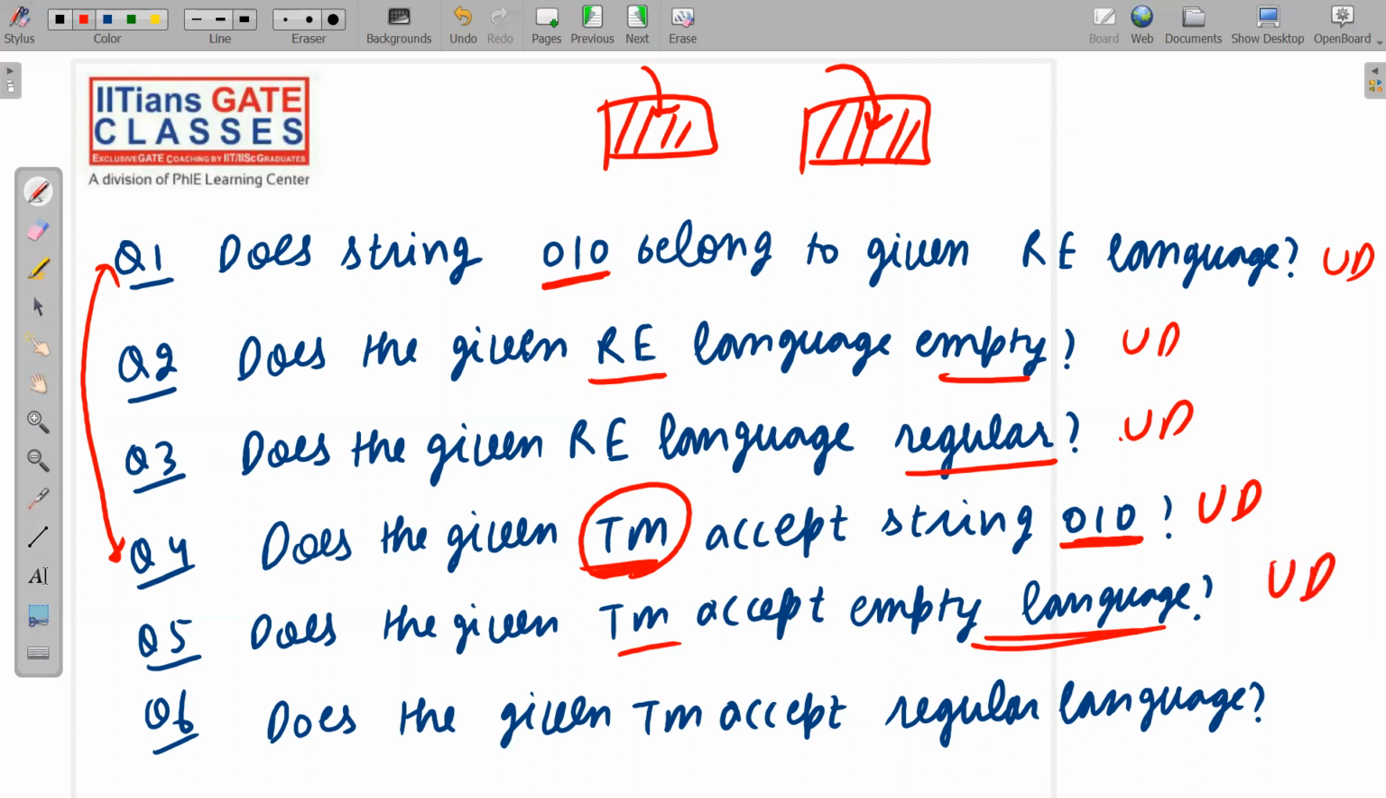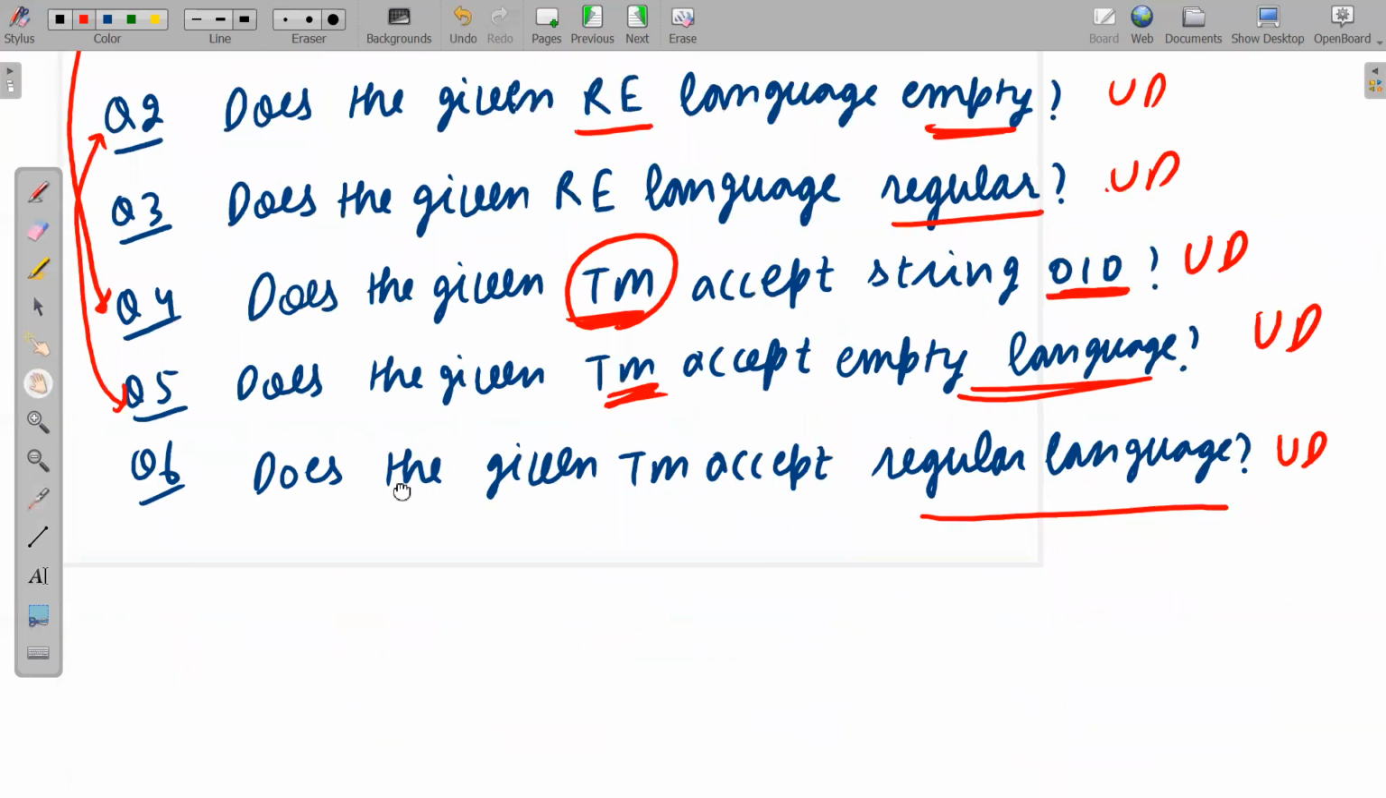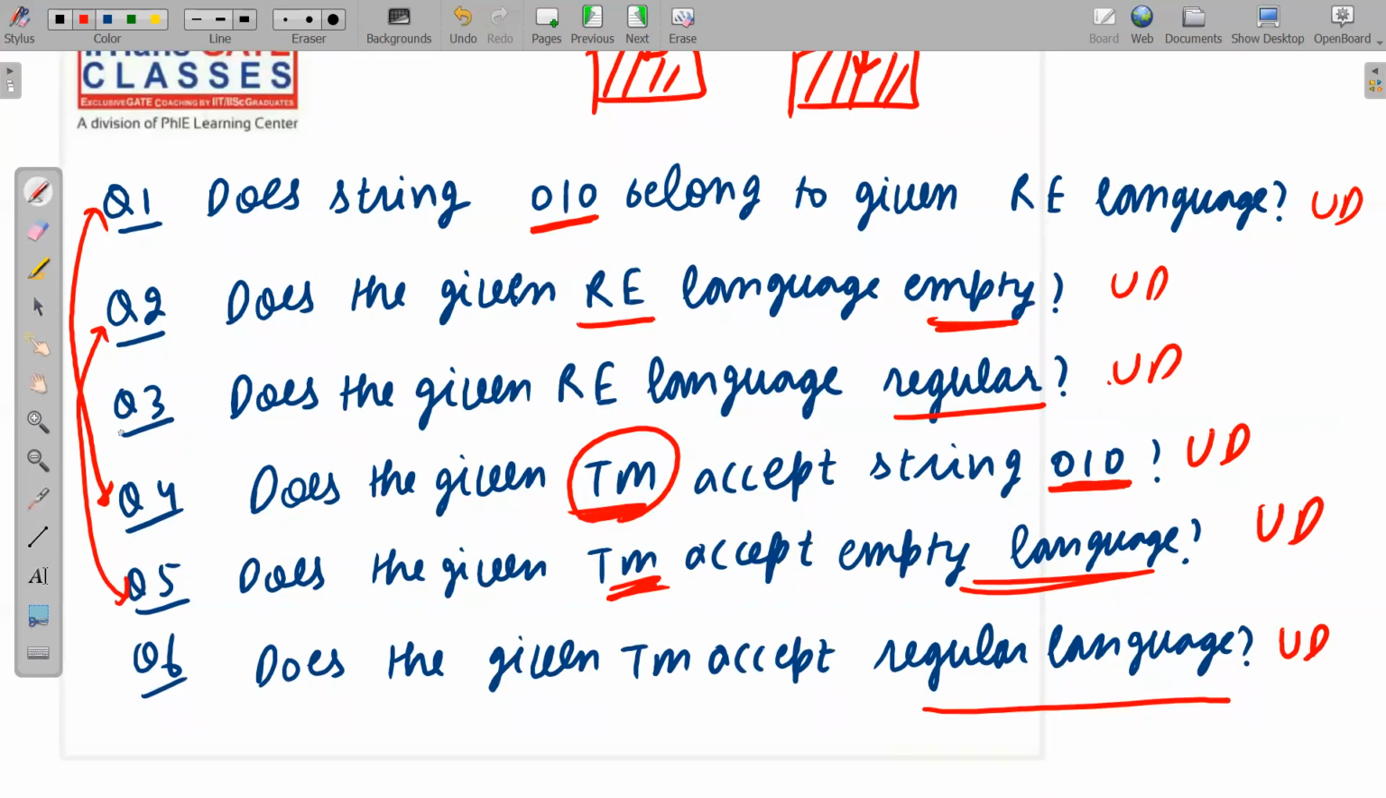So again, undecidable. Given an RE language, is it empty? The Turing machine will accept some RE language, and I am asking whether this RE language is empty or not. This is undecidable. Next, does the given Turing machine accept a regular language? Again, it is undecidable, because you directly want to say whether the given RE language is regular or not. So the third and sixth questions are the same. By Rice theorem, all these are undecidable.